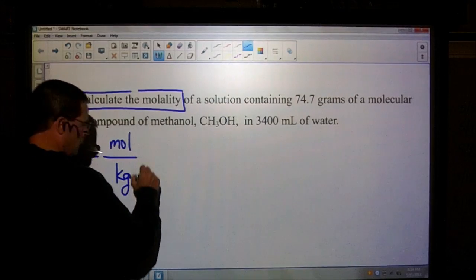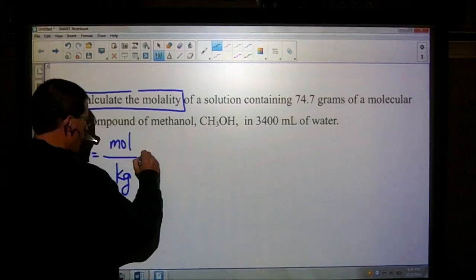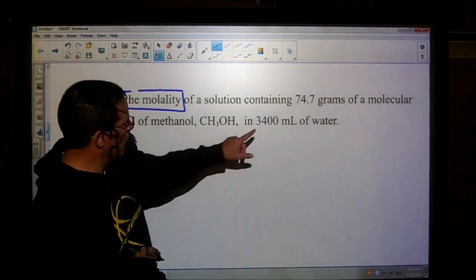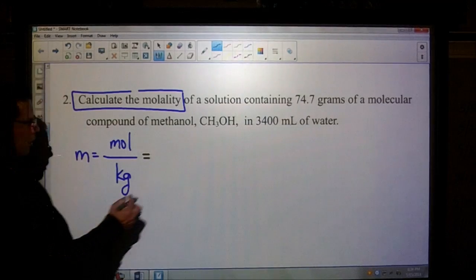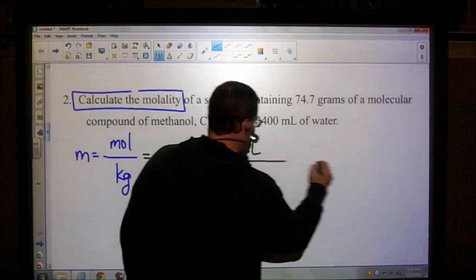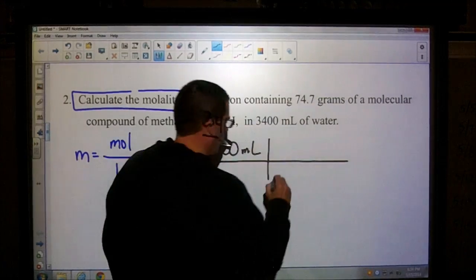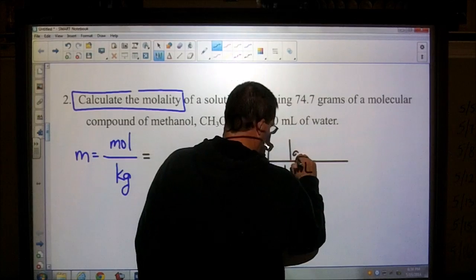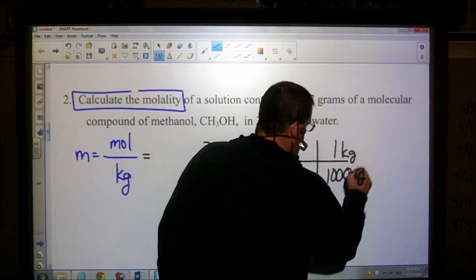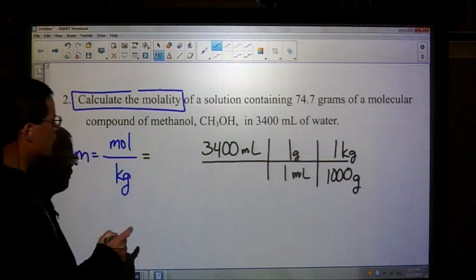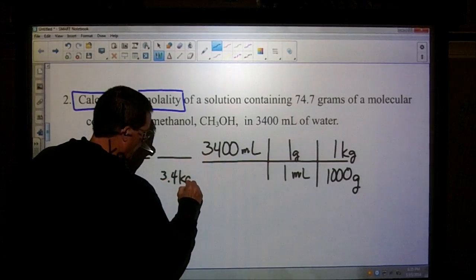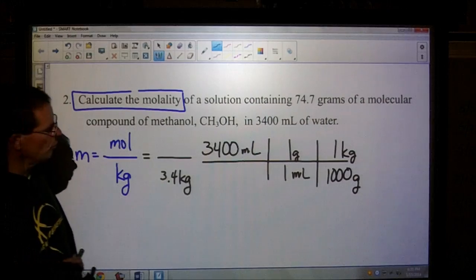Super easy. So what we need to do, we have a couple things. First of all, we have 3,400 milliliters of water. Now again, some of you can look at that and say, oh, I know how many kilograms that is. You will need to remember or memorize that 1 milliliter of water does weigh 1 gram, and that there are also 1,000 grams in 1 kilogram. So by doing that, you know that this is equal to 3.4 kilograms. That'll save you some time.